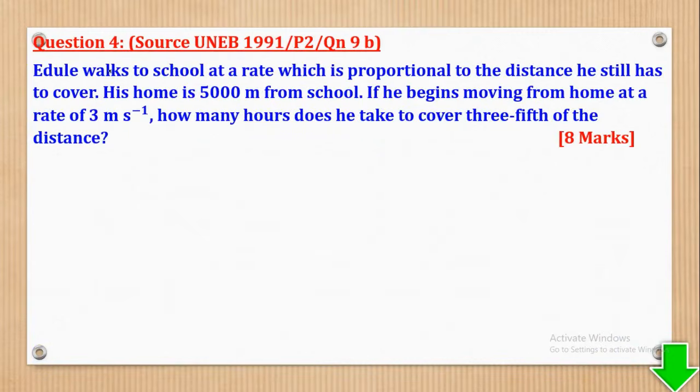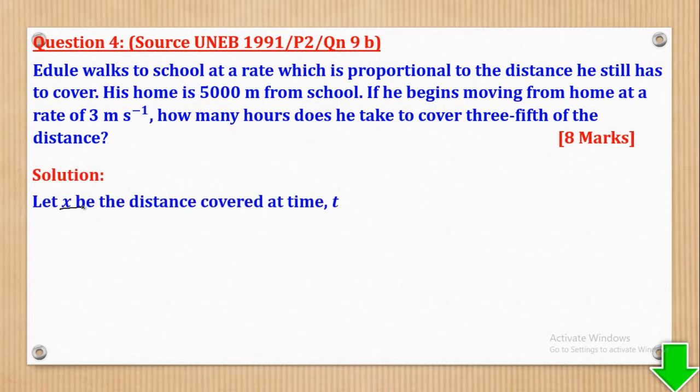Now question 4 came from UNEB 1991, paper 2, question 9b, and says a student walks to school at a rate which is proportional to the distance he still has to cover. His home is 500 meters from school. If he begins moving from home at a rate of 3 meters per second, how many hours does it take to cover 3/5 of the distance?